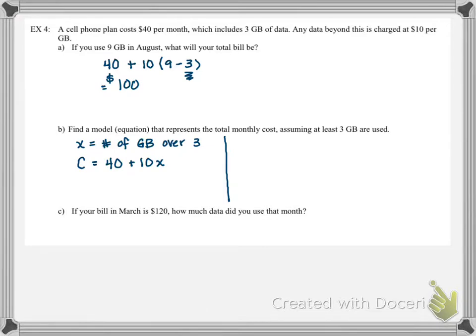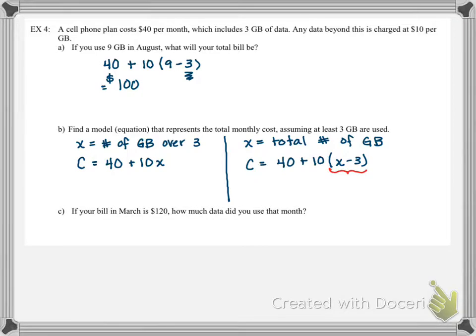So if you said x is equal to the total number of gigabytes, then our cost would be 40 plus what? So we'd still have to multiply that 10. And then we'd have to take the 3 that we already paid for away from the total number before multiplying it by the 10, right? So x minus 3. So these are actually the same equation.